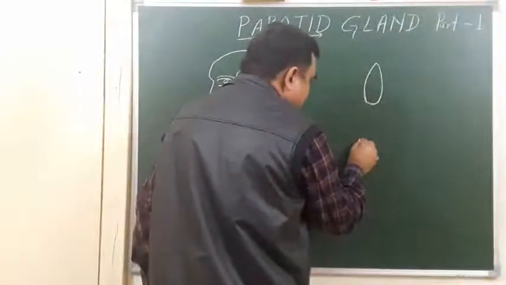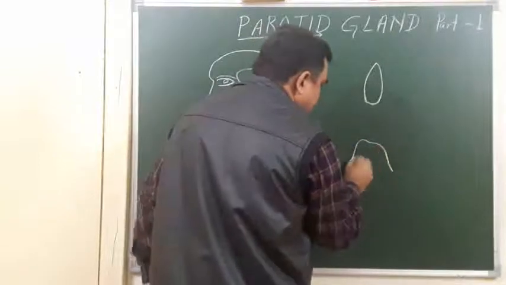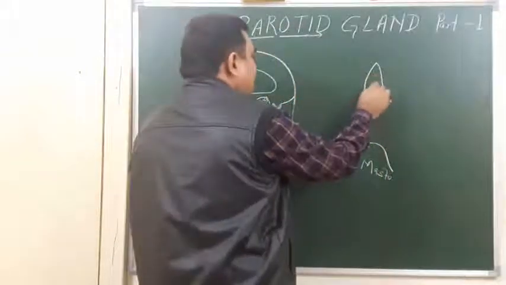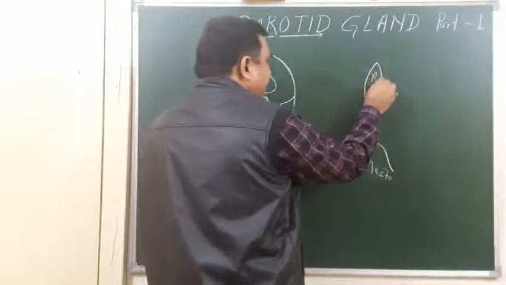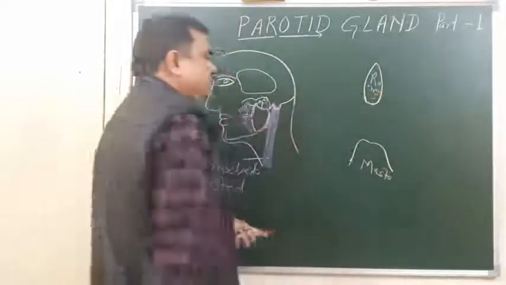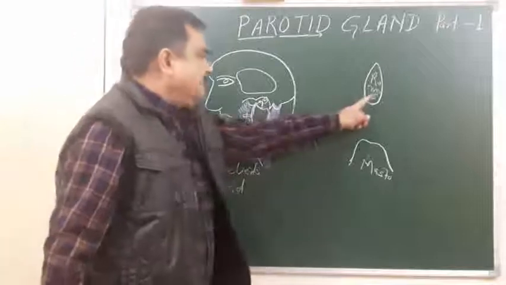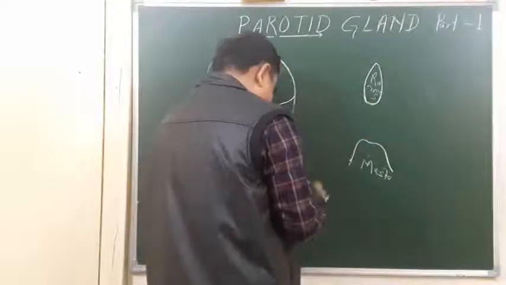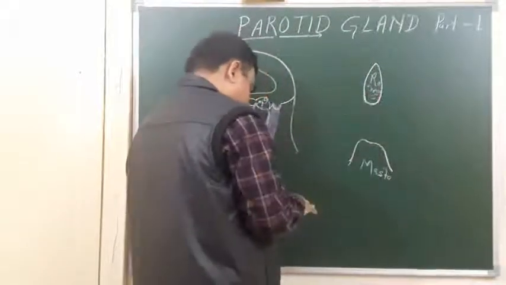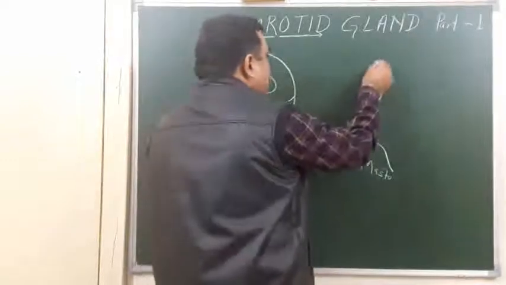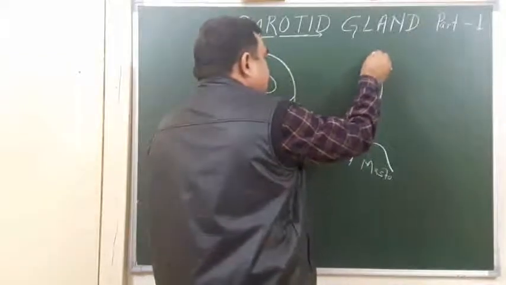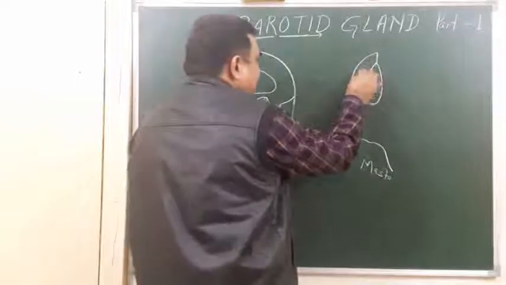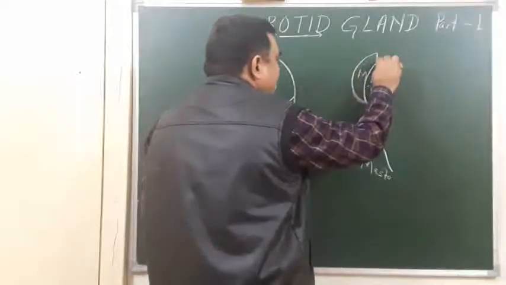This is mastoid process. This is ramus of the mandible. This is mastoid process. So anterior structure is this, posterior structure is this. The gland lies between these two structures. Here one muscle covers this from outer side. This muscle is masseter, and on inner side there is another muscle.